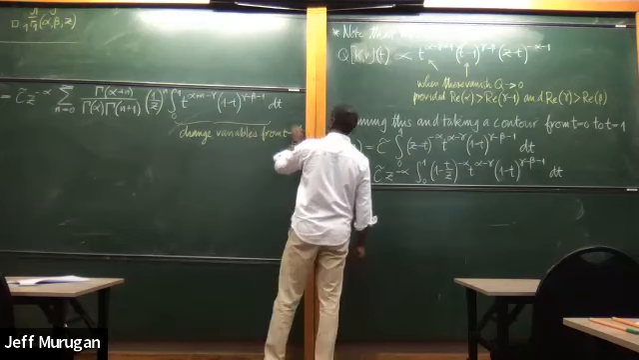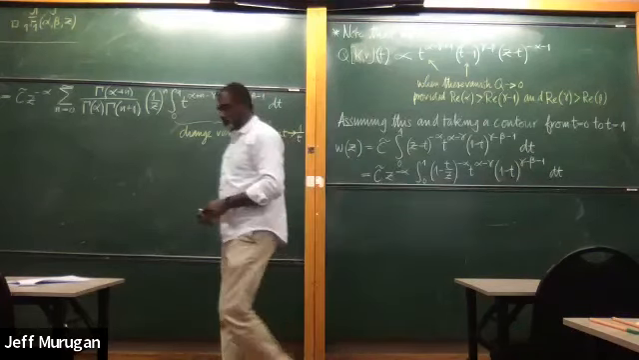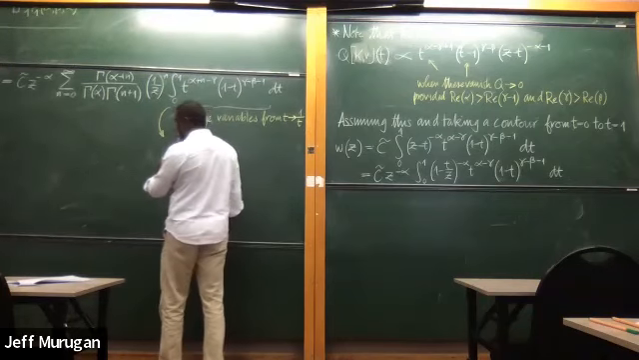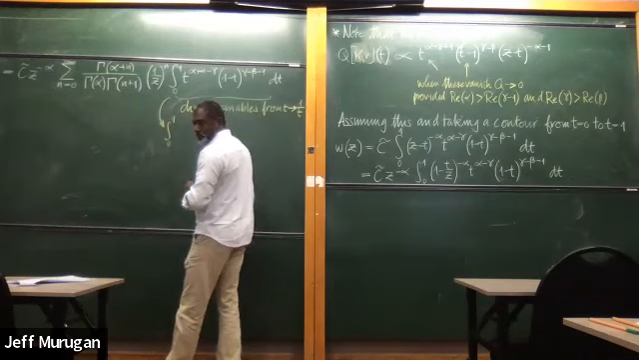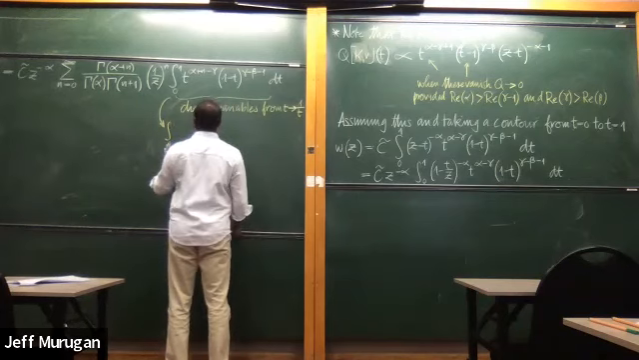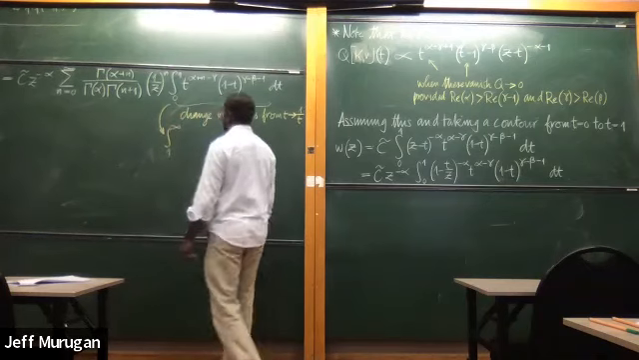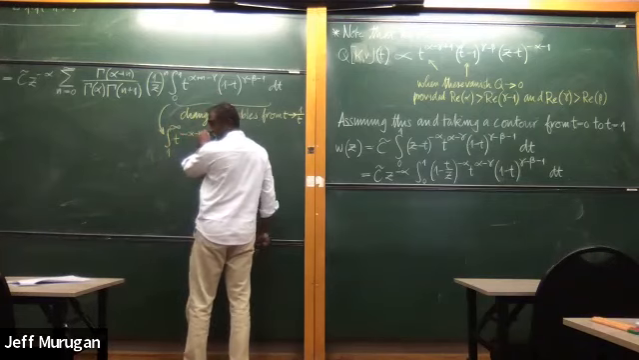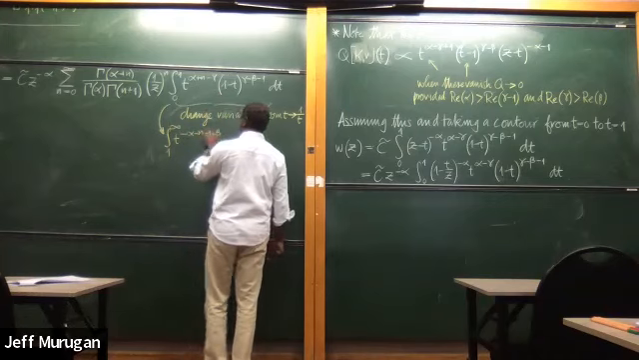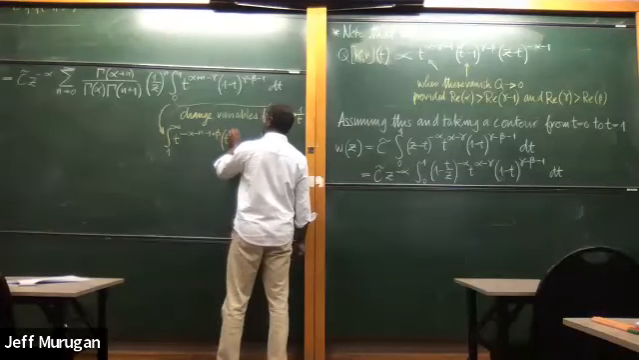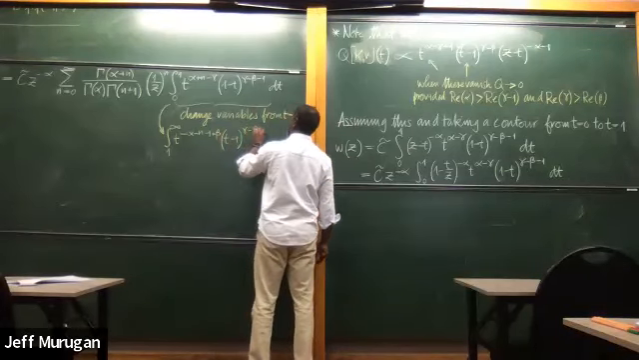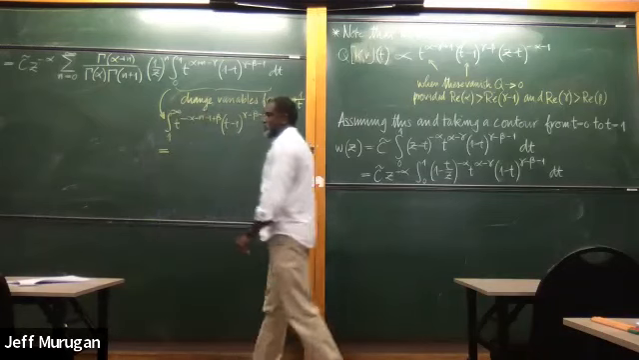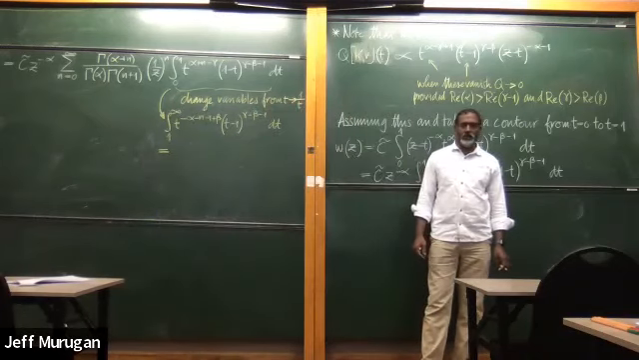In here, I want to make a change of variables from t to 1 over t, in which case the integral becomes the integral from 1 to infinity of t to the minus alpha minus n minus 1 plus beta times t minus 1 to the gamma minus beta minus 1 dt, which you will hopefully recall is one of the integral representations that we gave for the beta function.